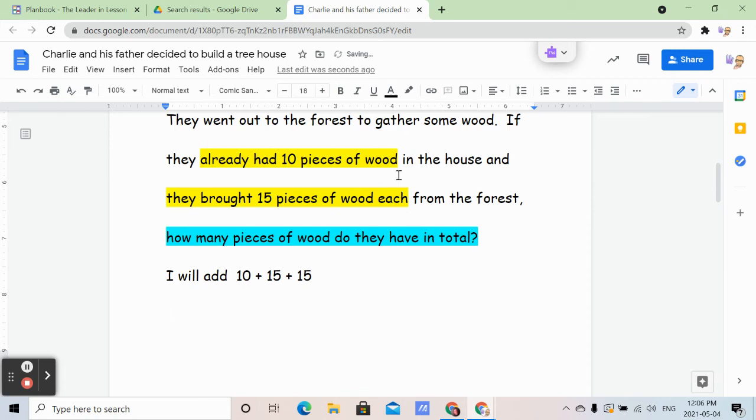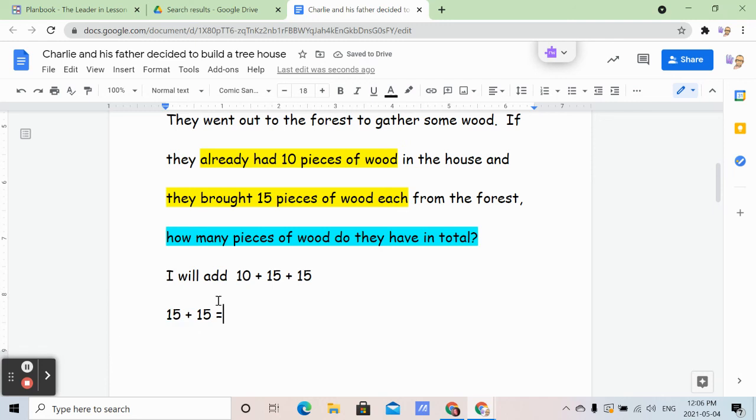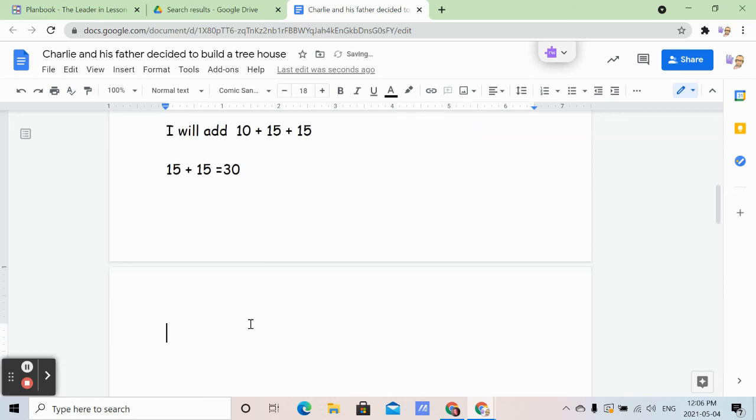You can do this one of two ways. I find it easier to add 15 and 15 and then add 10 on. So 15 plus 15, well, because I know that's 30. But you could add 10 plus 15 is 25 and then add 15 on. You can do it that way too. Equals 30. 30 plus 10 equals 40. Done.